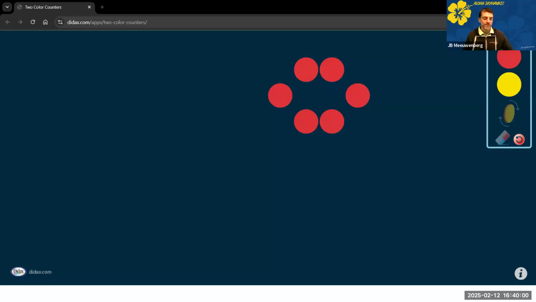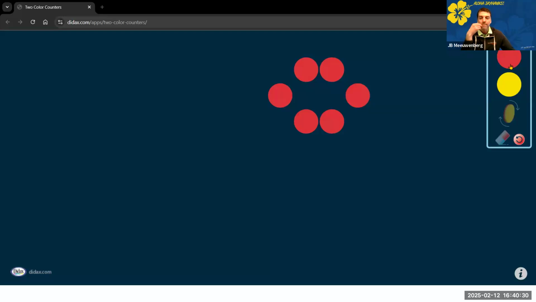So I'm going to show you this with my own model. Now remember, I don't have the black counters, I have yellow ones. So we start with -6. So you can see I have 6 red chips out. Well, the problem said we had to take away 2, but the 2 was not a -2. It was just a regular old 2, a +2.